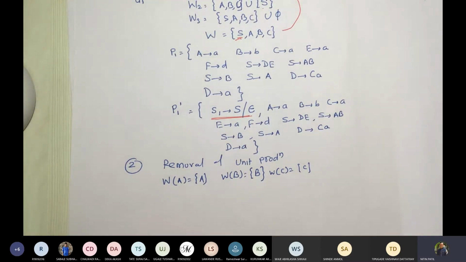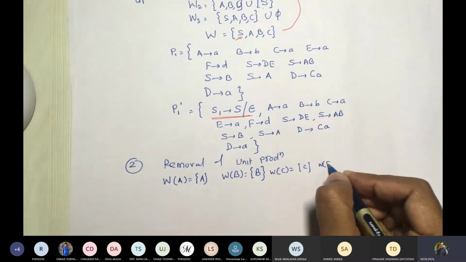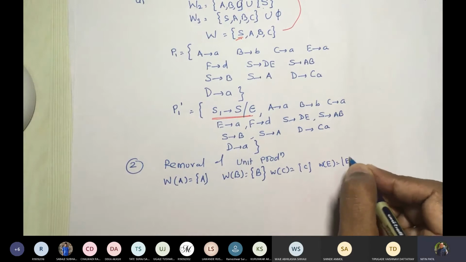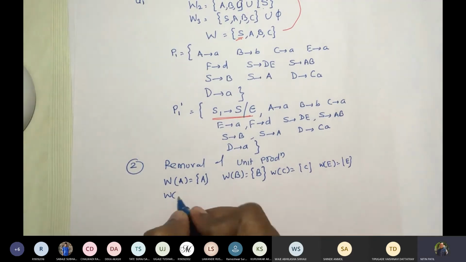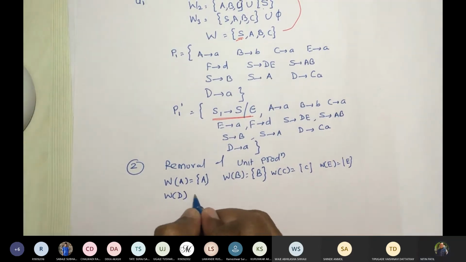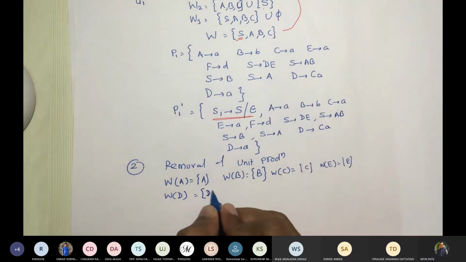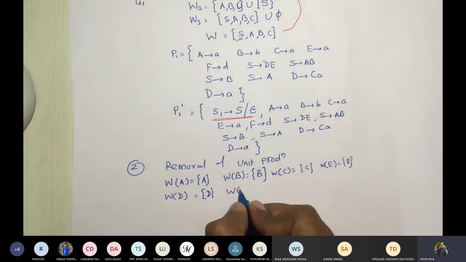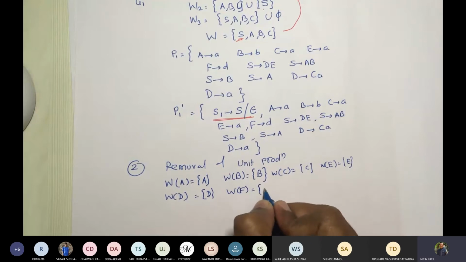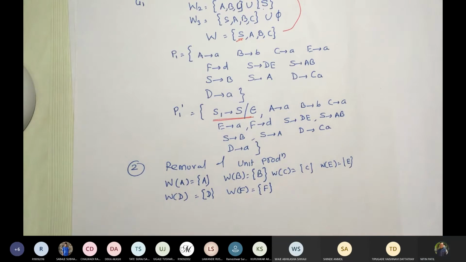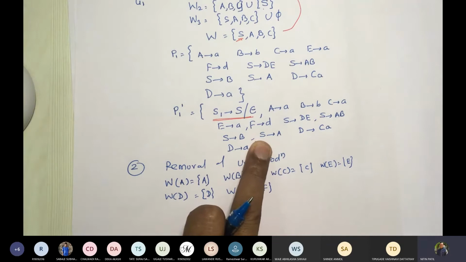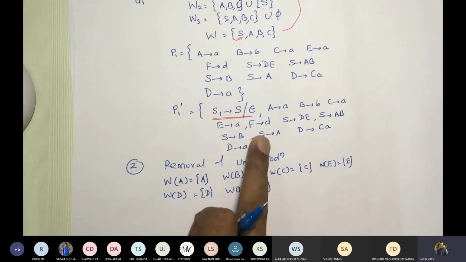Is there a unit production for E? No. So W of E would be E. How about D? Do we have a unit production for D? Again, no. So W of D is done. F, is there any unit production for F? No. So F will be as it is. So what is remaining now? S1 and S. Correct? S1 and S.